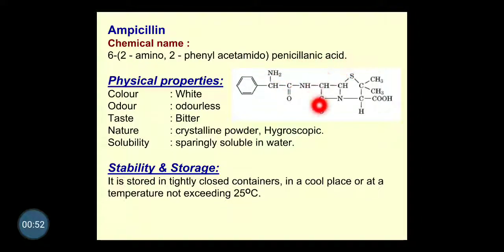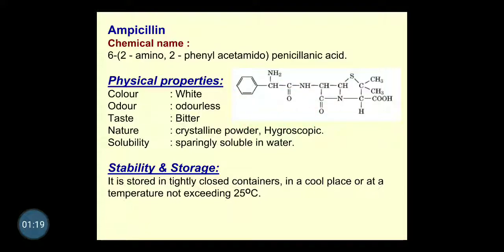Penicillinic acid is the parent nucleus; the remaining structure is penicillinic acid. So on the penicillinic acid at the sixth position, there is acetamido, and on the acetamido, second position, 2 phenyl 2 amino. Alphabetically, 2 amino comes first, then comes phenyl. That's why 2 amino 2 phenyl acetamido, at the sixth position of penicillinic acid. So this was just the chemical name and the structure of the ampicillin.